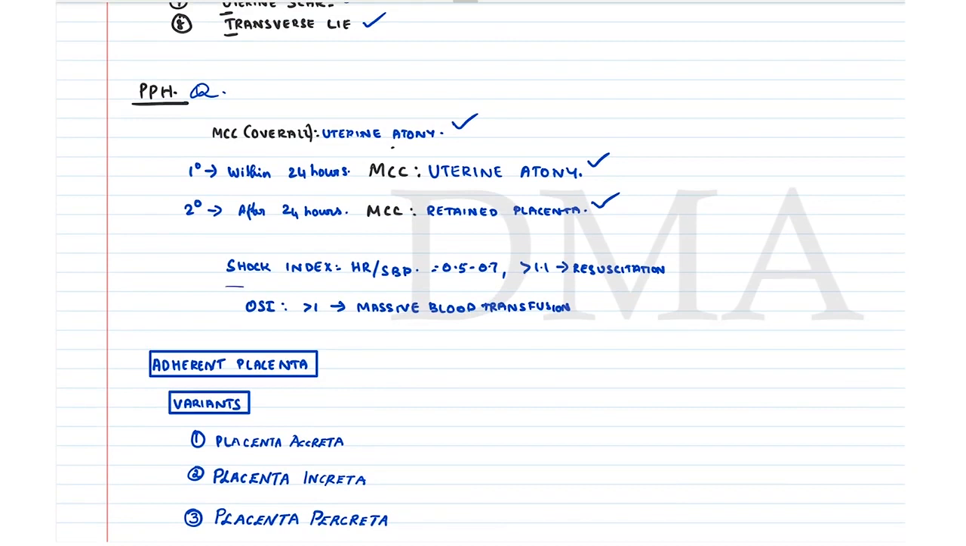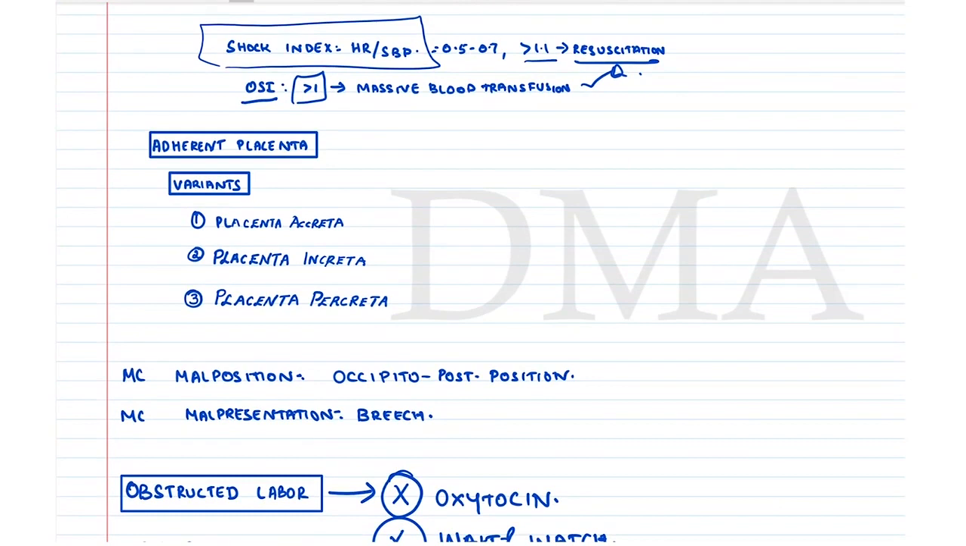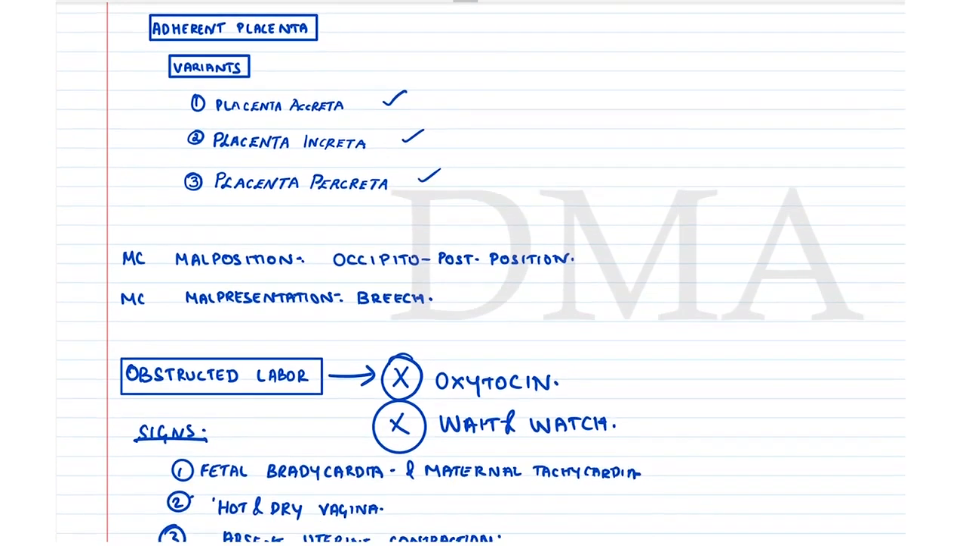Okay. Shock index, they asked one time: heart rate divided by systolic blood pressure. Greater than 1.1 indicates resuscitation. And obstetrical shock index greater than 1 indicates massive blood transfusion. High yield MCQ: adherent placenta, only the variants are important: placenta accreta, increta, and percreta.